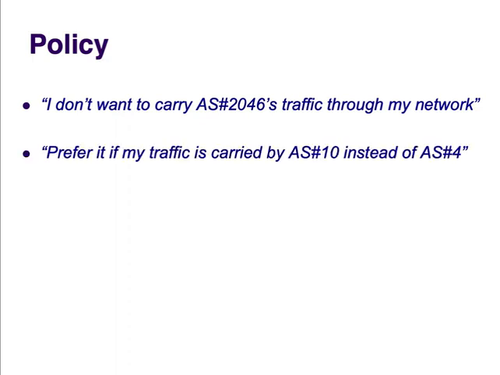A different policy could be, I would prefer it if my traffic could be carried by AS number 10 instead of AS number 4. That's a preference over which ASs I would like to route through. Or under no circumstance do I want to go through AS 54. Or whenever possible, I would like to not go through AS 54. Those are all examples of policies.